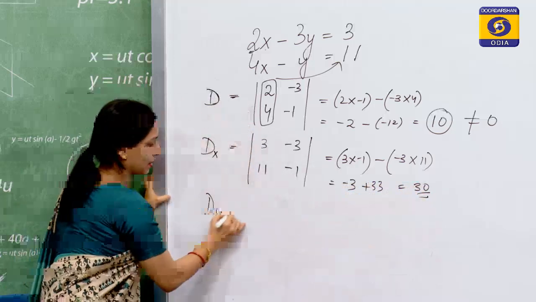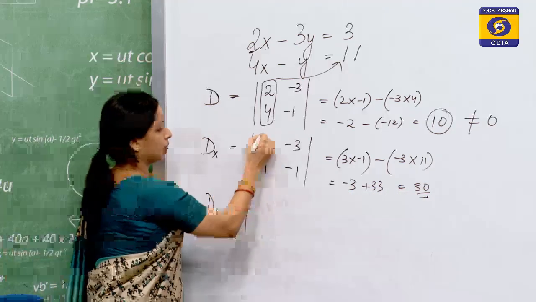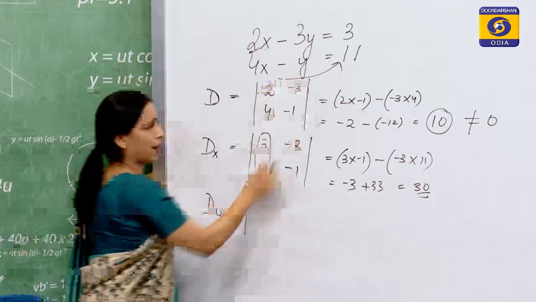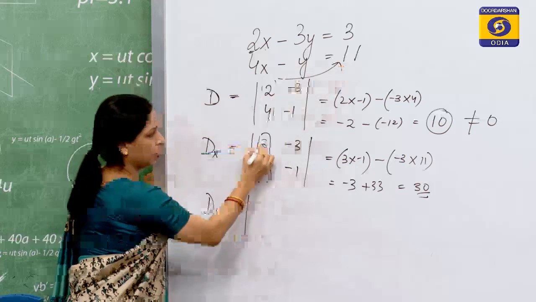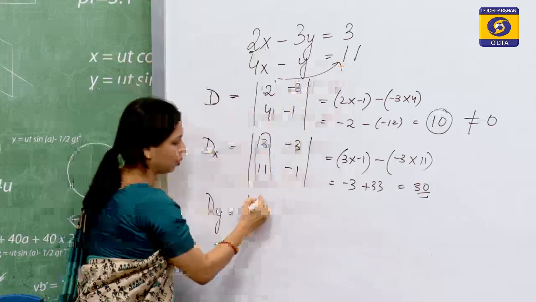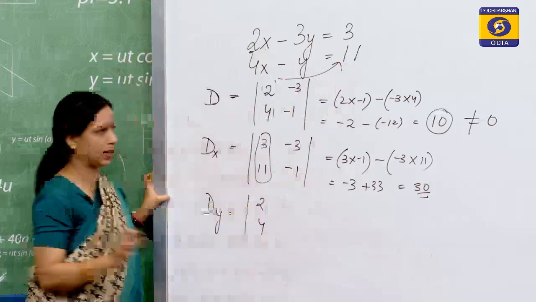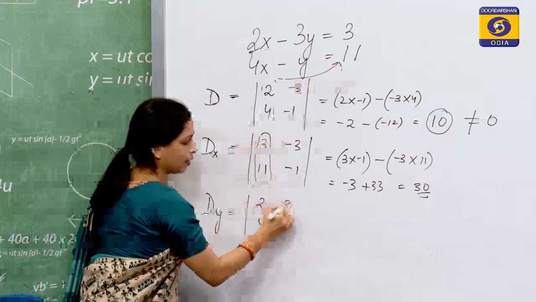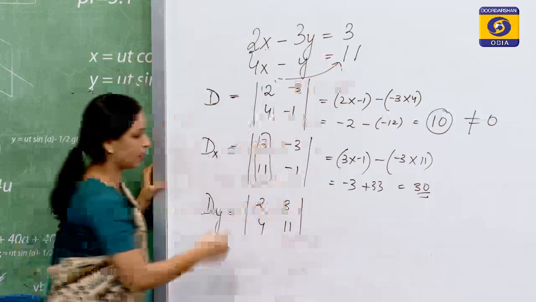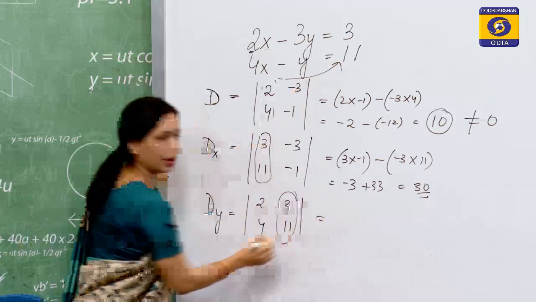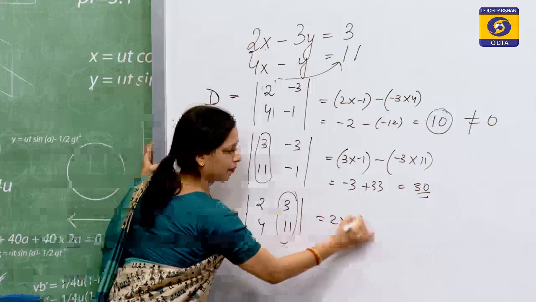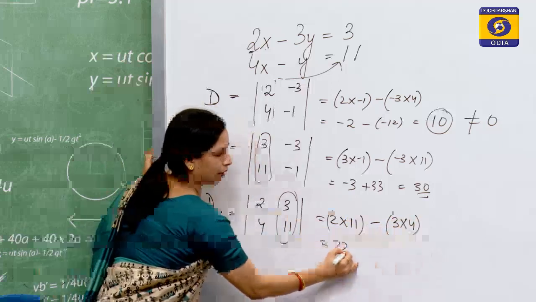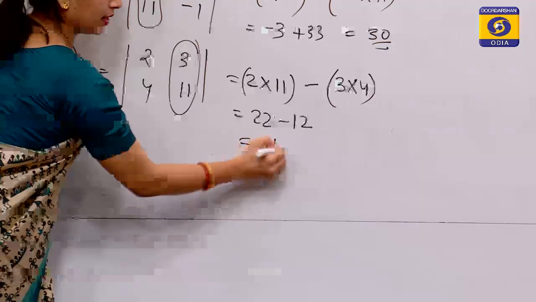Now, Dy. In Dy, we substitute the coefficients of y with the known values. The x coefficients remain the same, so 2 and 4 stay, and we substitute the coefficients of y, that is -3 and -1, by the known values 3 and 11. Next, we find the determinant. So, 2 into 11 minus 3 into 4, that is 22 minus 12, so the answer is 10.